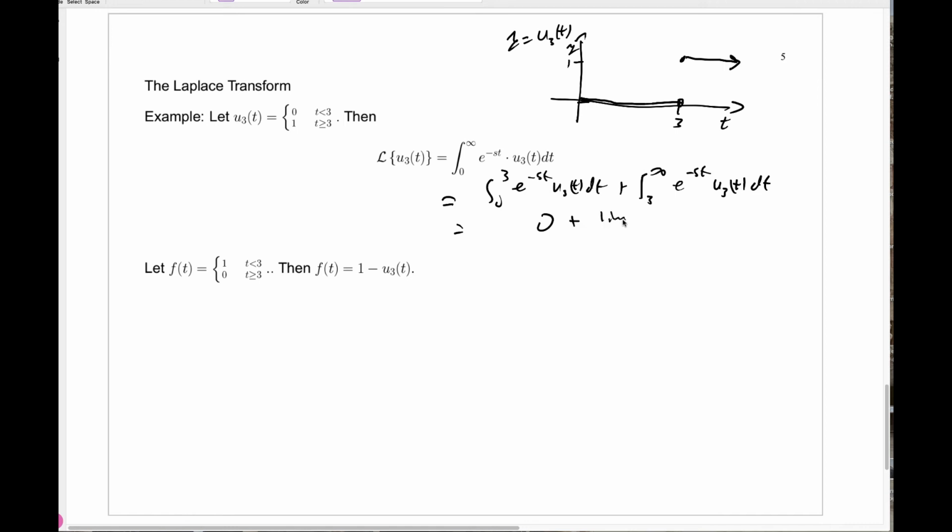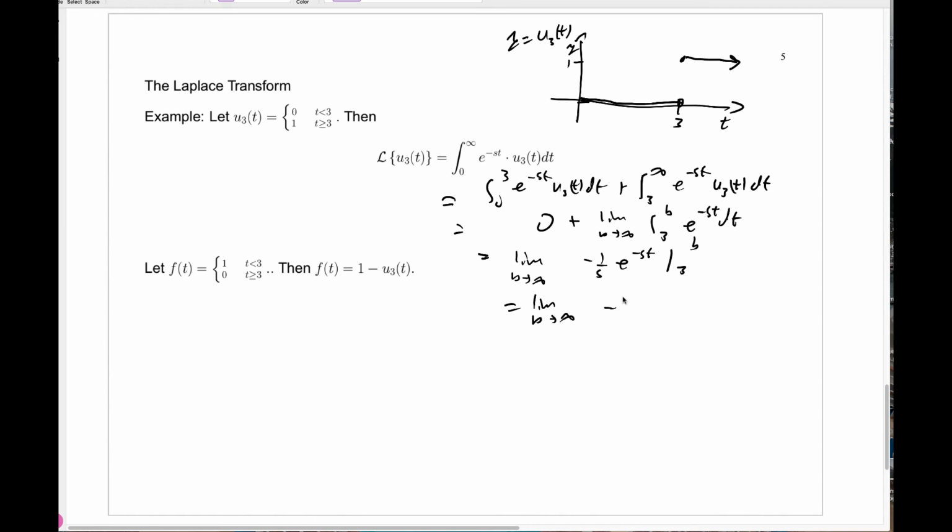I'll write that as a limit as b goes to infinity of the integral from 3 to b of e to the minus st times u3 of t. But now u3 is just 1. So we have this integral. That makes things easier. That's just equal to a limit as b goes to infinity of anti-differentiating the e to the minus st, we get minus 1 over s e to the minus st from 3 to b.